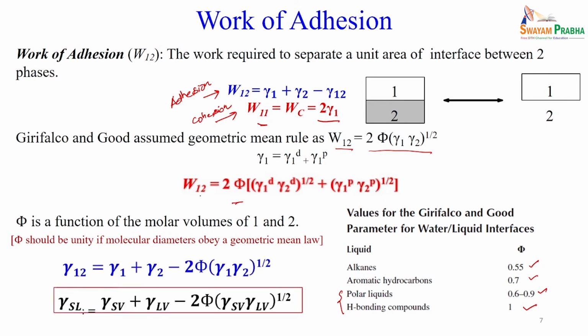So, from the work of adhesion we can calculate the interfacial tension: gamma 12 will be the surface tension of 1 plus the surface tension of 2 minus the work of adhesion. And in the case of a solid-liquid interface, 1 will be your solid and 2 will be the liquid. So, the same expression can be written for the solid-liquid interface. It says gamma solid-liquid is equal to the surface energy of the solid plus the surface energy of the liquid minus the work of adhesion between the solid and liquid. So, depending on 1 and 2 we can write solid-liquid here.